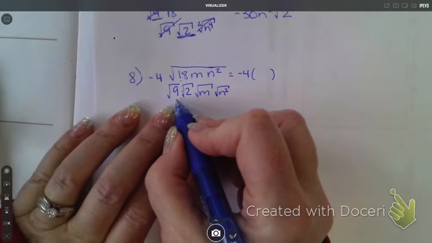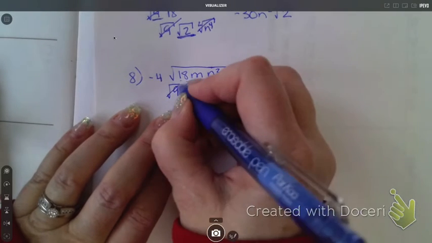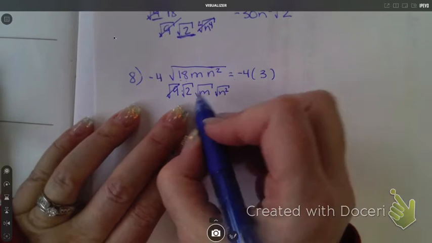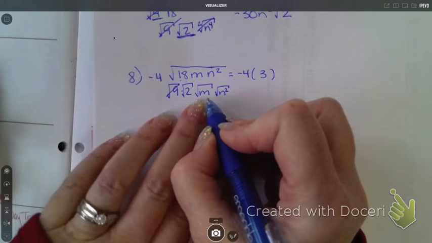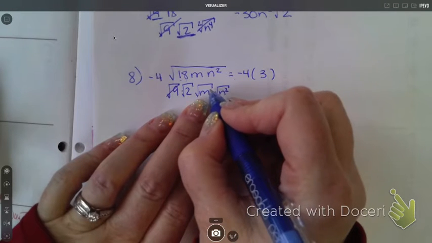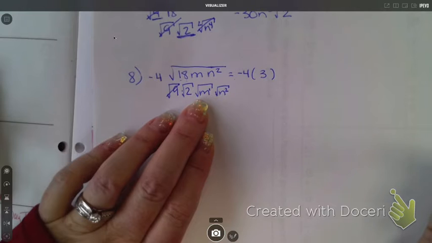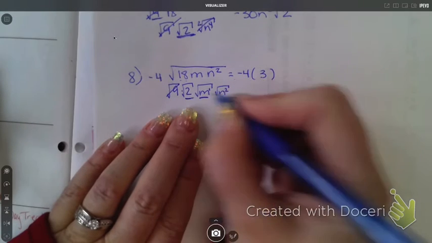So what is the square root of 9? 3. Okay, the square root of 2, so that's gone. Cross it out if you need to. Don't scribble it out, just one line. Square root of 2, could I do anything with that? No. So it's square root of 2. Now, m is to what power? 1. So 2 cannot go into that evenly, can it? No. So am I going to do anything with it? No. So it's going to stay in just like that.